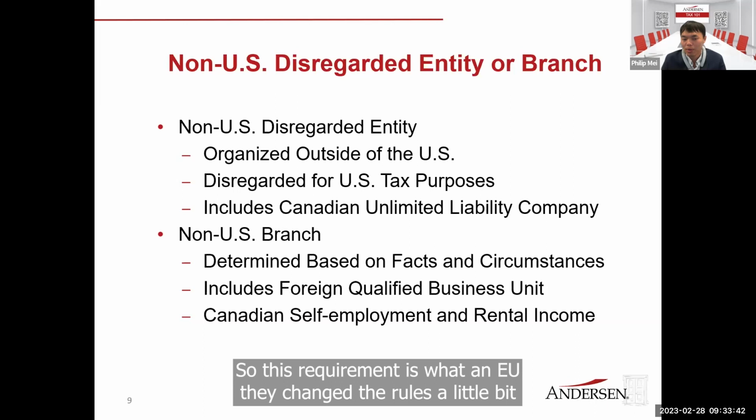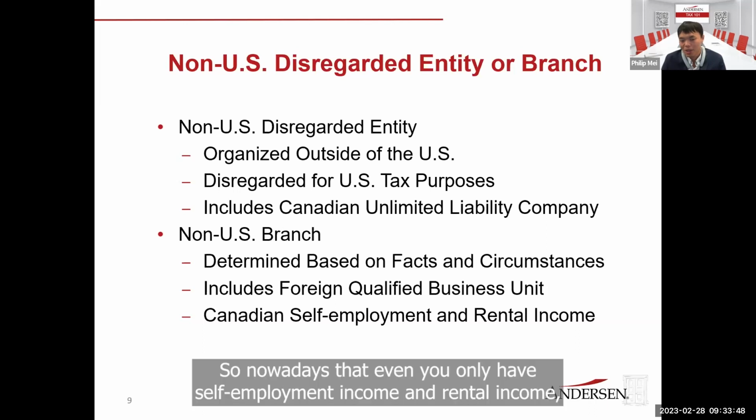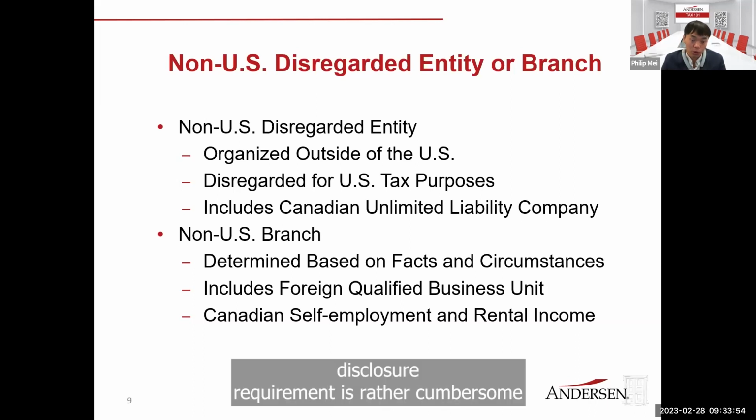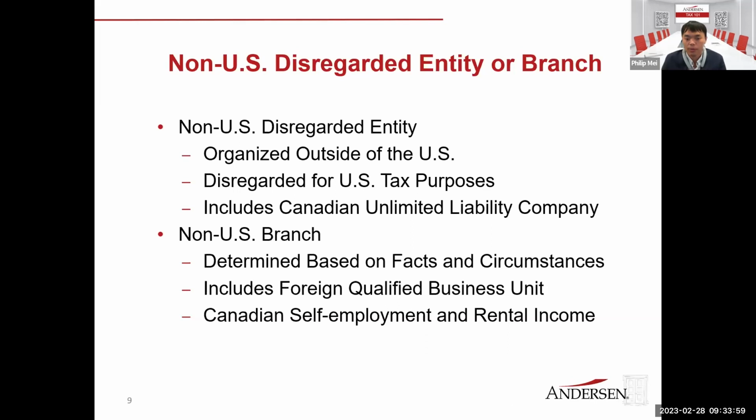So this requirement is rather new. They changed the rules a little bit after the tax reform in 2018. So nowadays, even if you only have self-employment income and rental income, your US disclosure requirement is rather cumbersome, as you have to disclose those two activities separately.